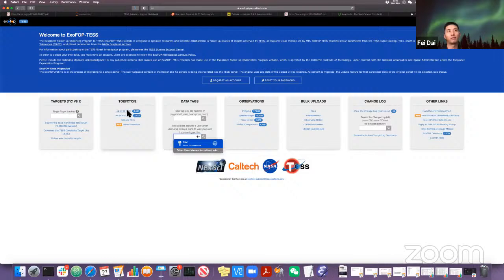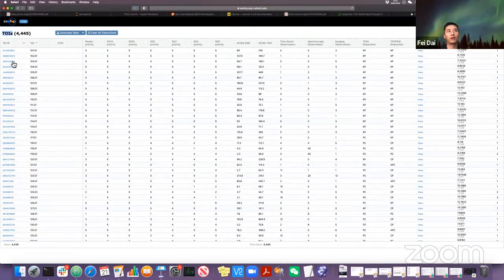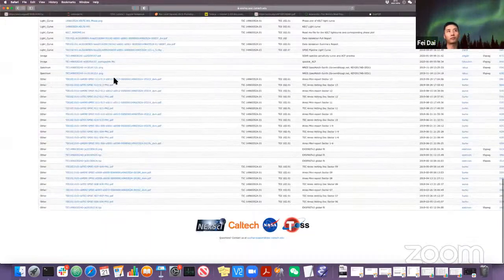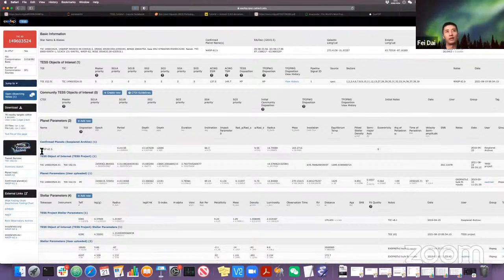So you go to this website, it actually lists more than 4,000 so-called TOIs, test object of interest, or planet candidates. Well, the table is taking a while to load, but the upshot is you can click on one of the systems, and it tells you a bunch of information about that planet. For example, this one is a known planet 162b. And it also tells you the TIC number.